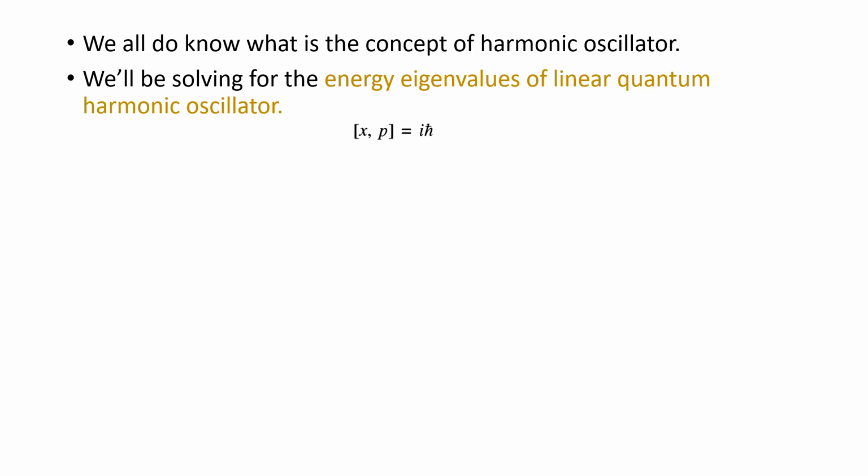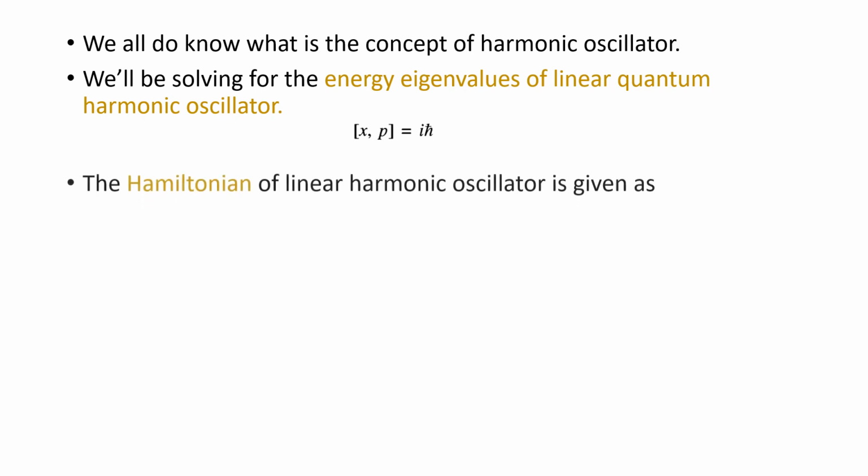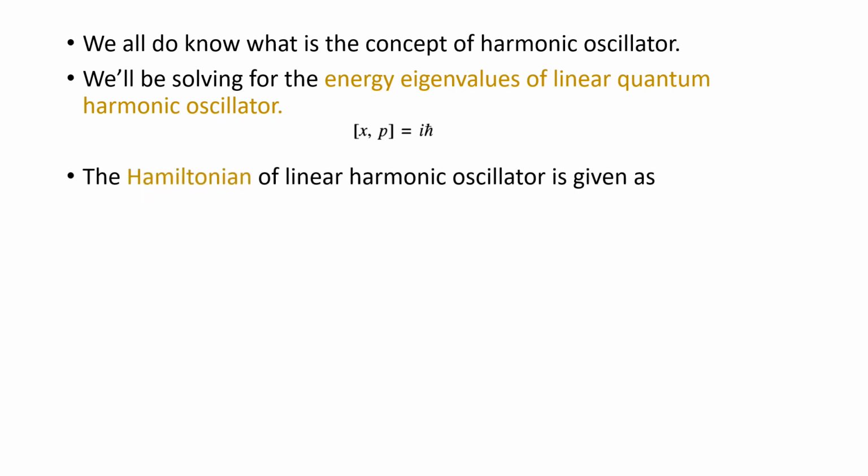Now the strategy is to find these operators, that is, the raising and lowering operators. We will solve the Hamiltonian of the linear harmonic oscillator, which is given as H = p²/2m + (1/2)mω²x².